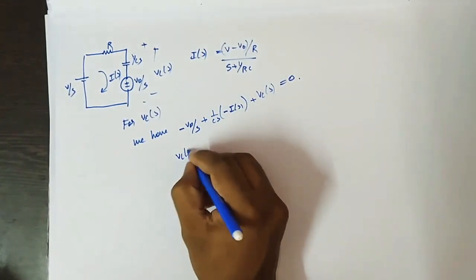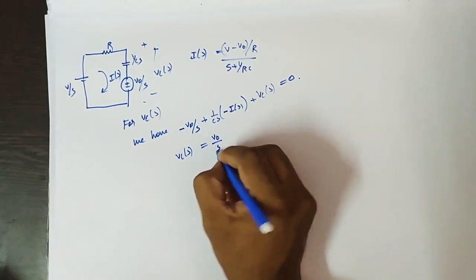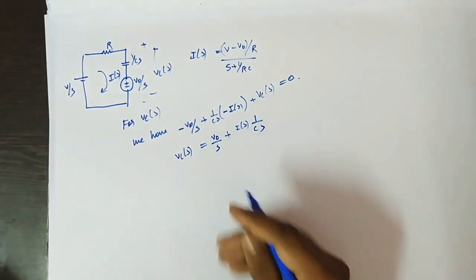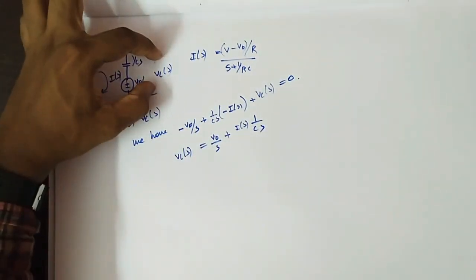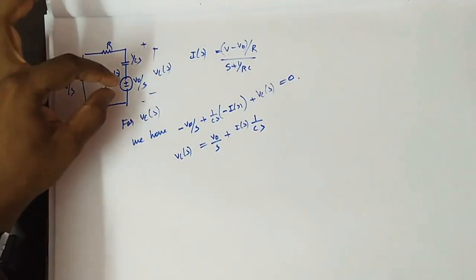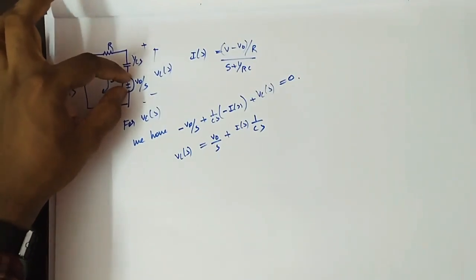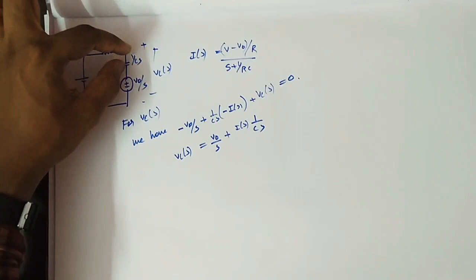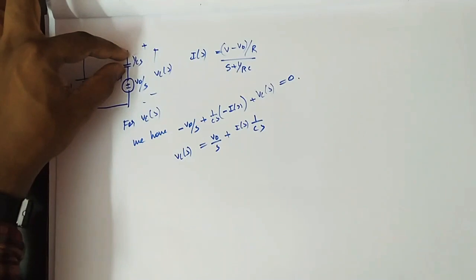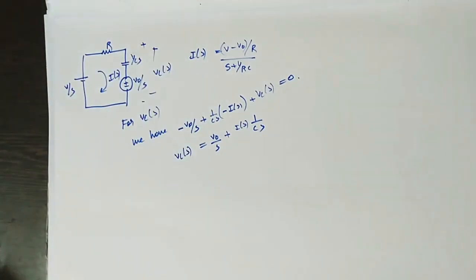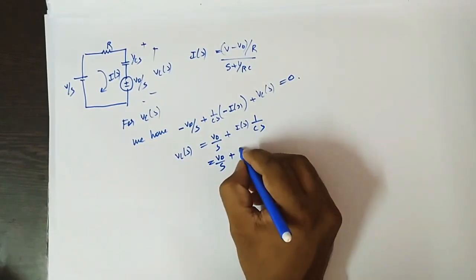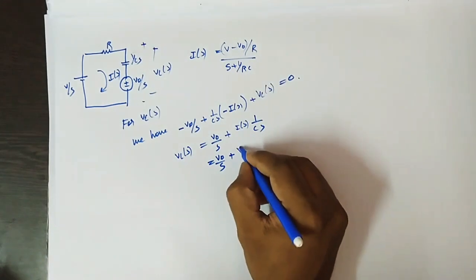So Vc of s equals what here? V naught by s plus I into 1 by Cs. That means Vc of s, the final capacitor voltage, is the initial value V naught by s plus the energy stored in the capacitor. So the initial voltage plus the additional voltage is the final voltage Vc of t. So V naught by s plus I of s, which equals what? Substitute this here.